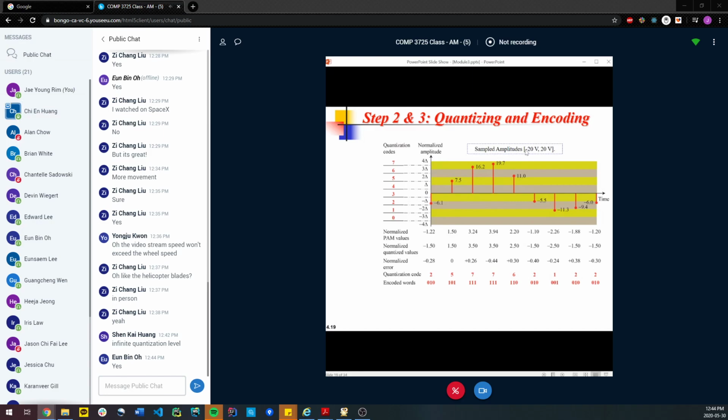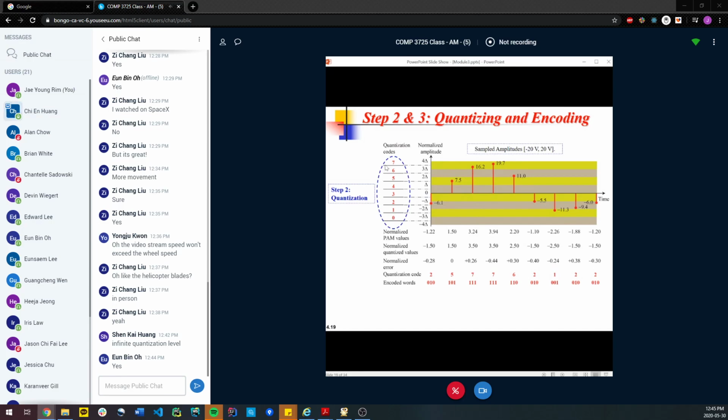If I were to normalize these actual PAM values, the actual 6.1, 7.5, I need to divide all of these values by 5. This is what I get for the first row. Minus 1.22 because minus 6.1 divided by 5, 7.5 divided by 5, 16.2 divided by 5, and so on and so forth. These, in fact, tell me that, based on these new quantized levels, this is at position minus 1 because it's 1 bin plus 0.22. This is at plus 1.5 because it's 1 bin in the positive range plus half a bin here. This is 1, 2, 3, 3.24. This is now 3.94. This is what these normalized PAM values are.